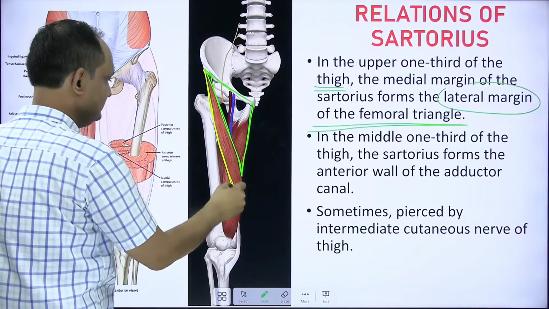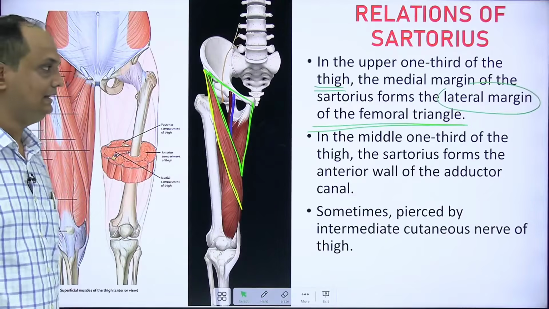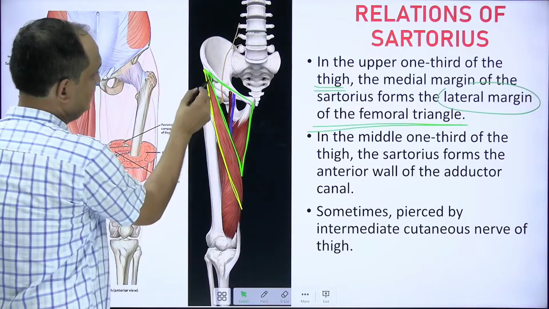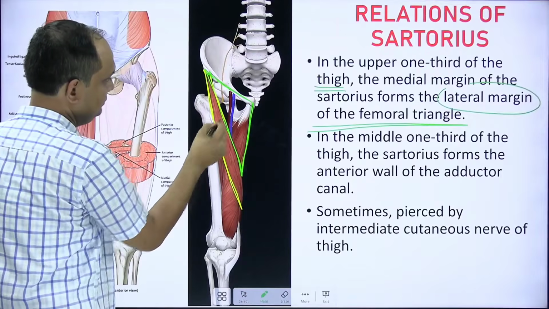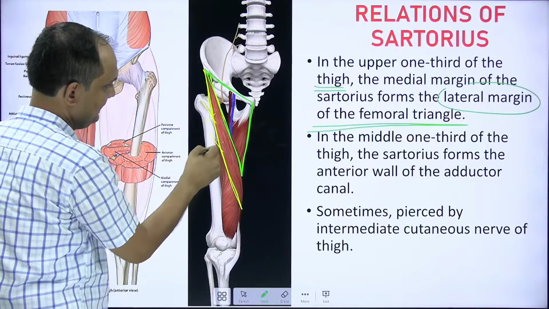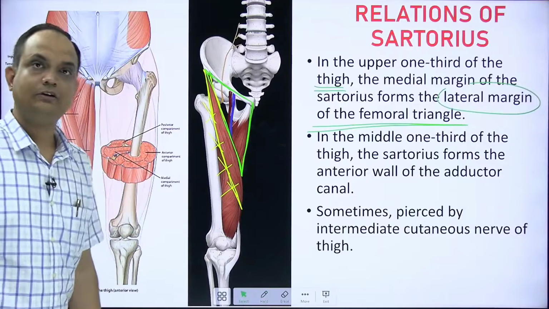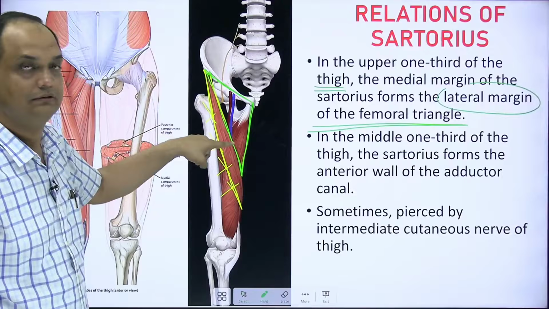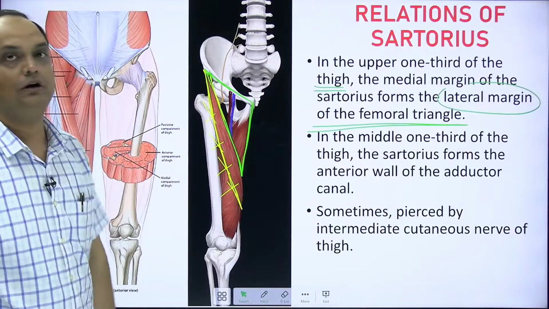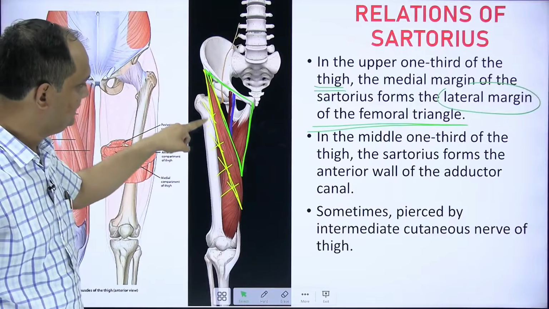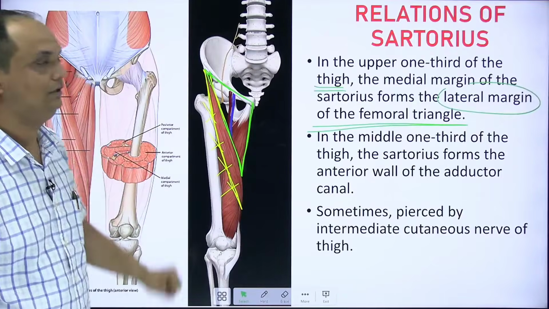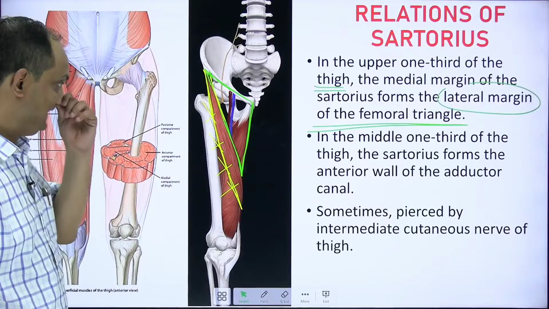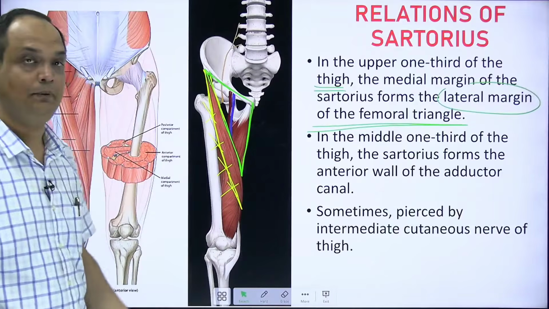So, what is the difference? The difference is that the femoral triangle is formed by this margin of Sartorius, not by this outer margin. Clear? So, that is why it is written that the medial margin, that means the inner margin of Sartorius, forms the lateral border of the femoral triangle. We are not considering this lateral border of Sartorius as a boundary of the femoral triangle. Clear?